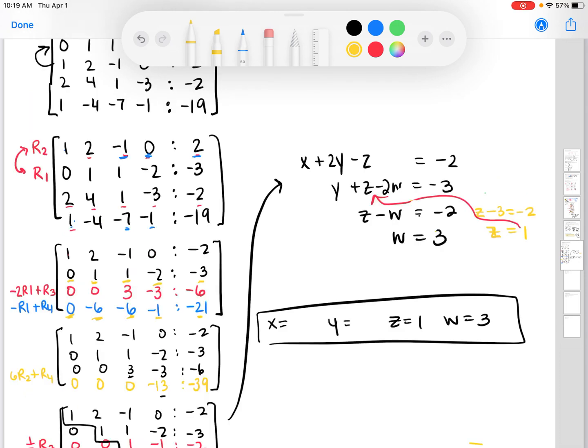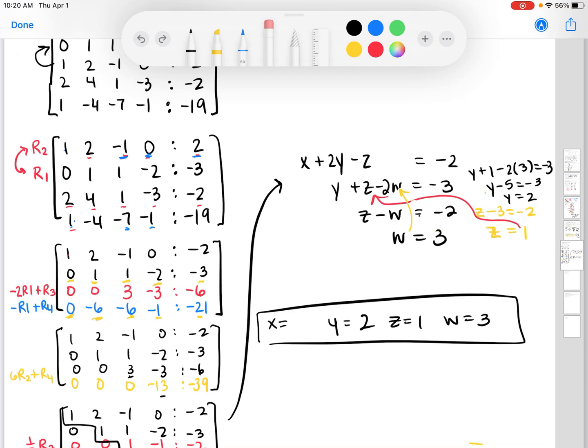Plug in Z and W, and that's going to give us, let's see, Y plus Z is 1 minus 2 times 3 equals -3. That's going to give us Y, let's see, minus 5 is equal to -3, so we're going to get Y is equal to 2. And then lastly, we're going to plug in Y.